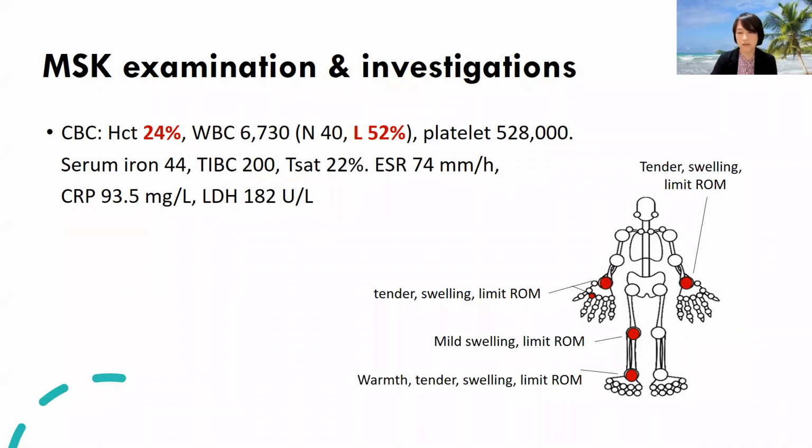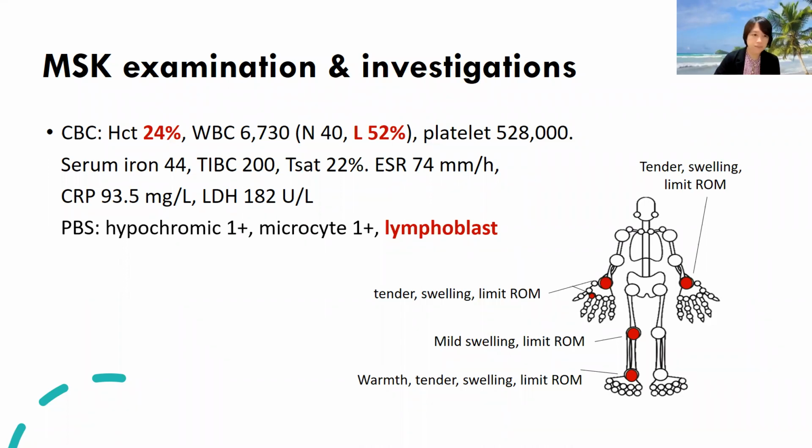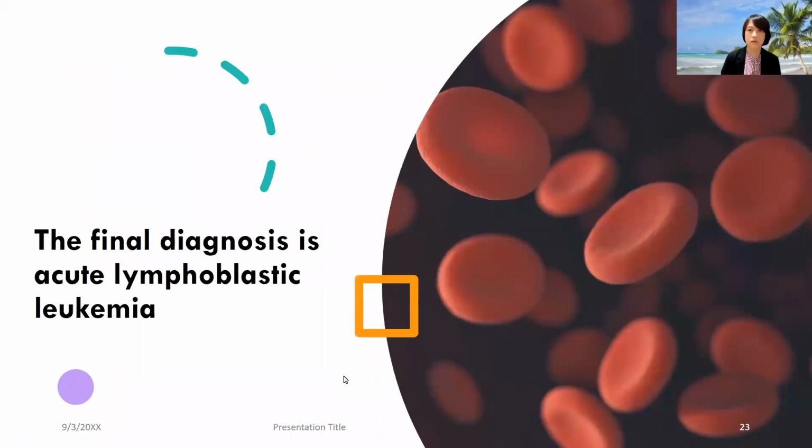So this picture is showing the arthritis that he had, the joint involvement. He had mild swelling, limited range of motion, and he usually had increased ESR and CRP as well. Because of the drop of the hematocrit quite rapidly, we think that it's probably not JIA. So we suspected malignancy. We saw the peripheral blood smear and we saw some lymphoblasts. Finally, bone marrow aspiration was performed on this boy and it showed acute lymphoblastic leukemia.